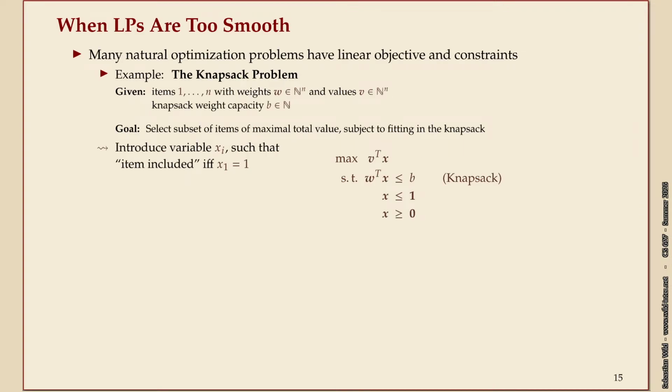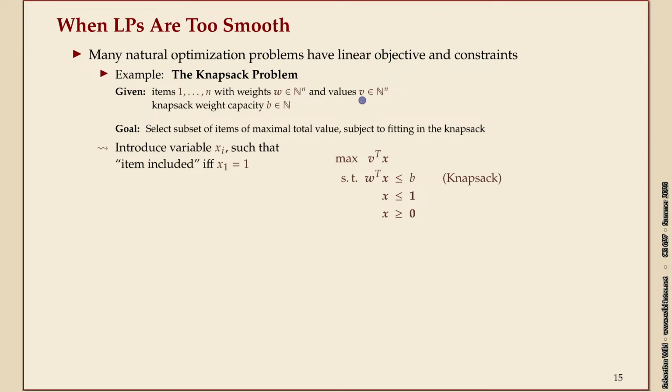And to motivate that, remember that many natural optimization problems actually fit the setup of LPs. They have a linear objective function and linear constraints. For example, the knapsack problem that we've seen in the pseudo-polynomial chapter in more detail, as the optimization problem. So there's items 1 up to n. They have some weights and they have values.